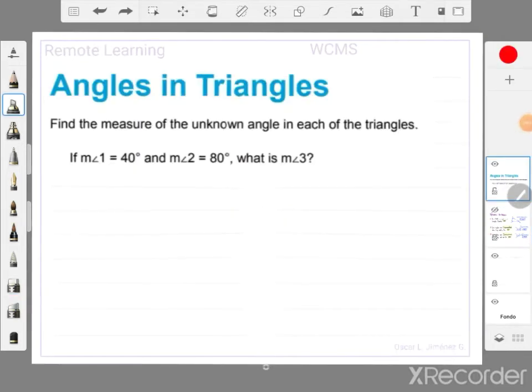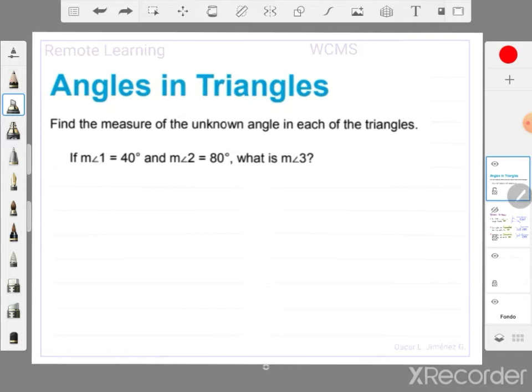Okay, now we are gonna solve some exercises using these important properties. So let me explain what we are gonna do on these exercises. We need to find the measure of the unknown angle in each of the triangles, but in all of these exercises, we don't have the triangle. We need to read this information and understand it in order to create the triangles, okay? So let me read the exercise 1.